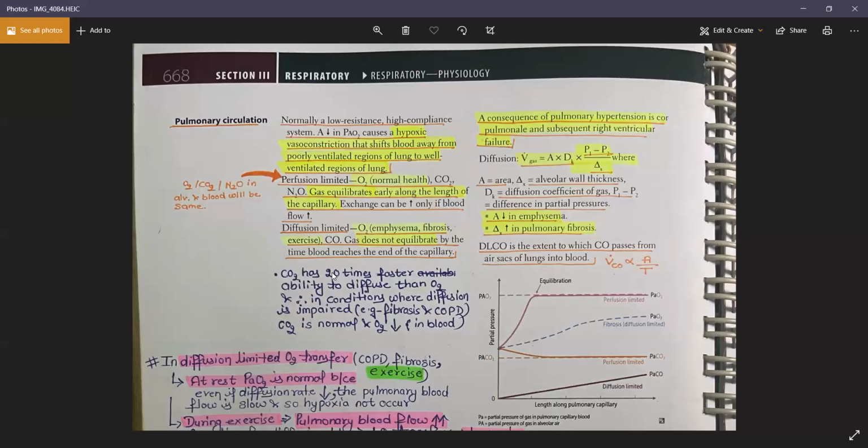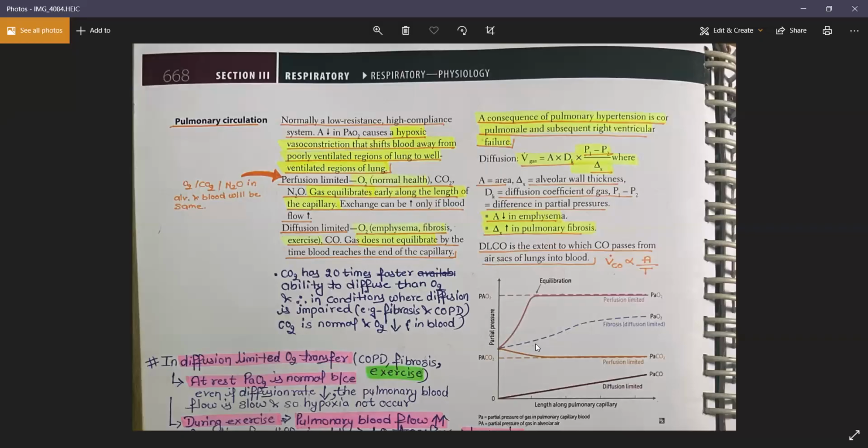And because of this, the gases which were previously perfusion limited now become diffusion limited gases again. So as you can see, in case of fibrosis and in case of emphysema, the oxygen will take time to attain the normal levels, the levels of the alveoli, right? This kind of scenario will happen when you get emphysema or fibrosis, for example, in case of interstitial lung diseases.